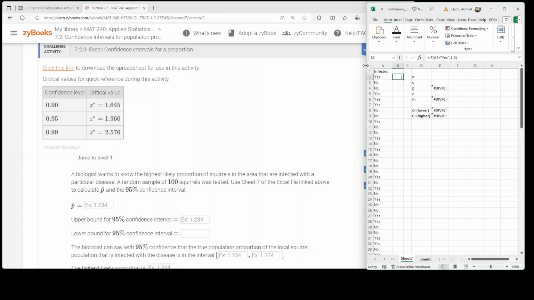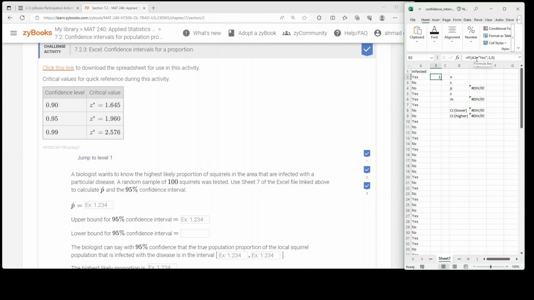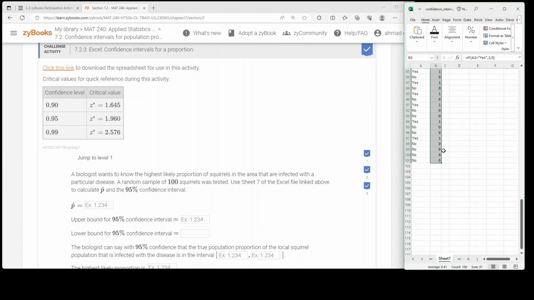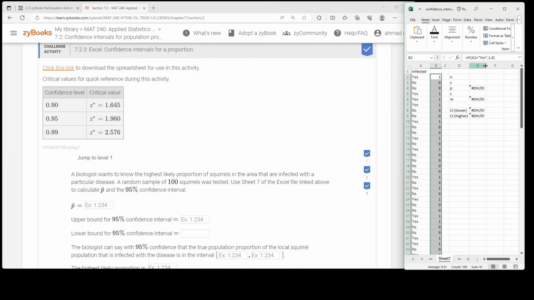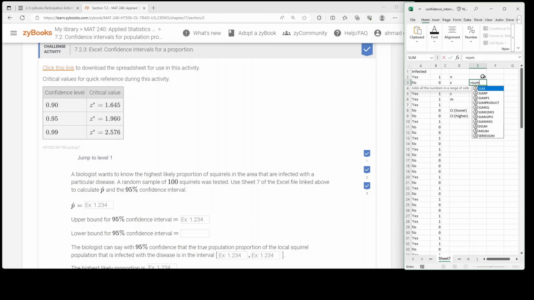The formula is if A2, if this cell is yes, then it's a 1, otherwise it's a 0. So we get a 1 here because it's a yes. And we'll copy this down to all of the rows here. All right, so we have 100 as the total sample size. To count the number of successes, we use the sum formula, and we get 41. So the proportion is 0.41.